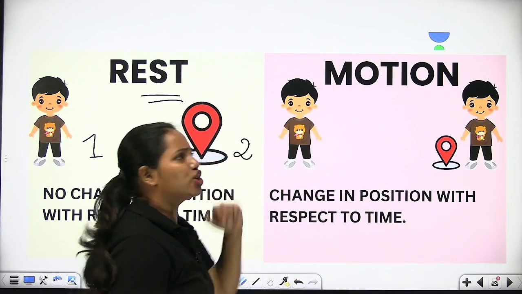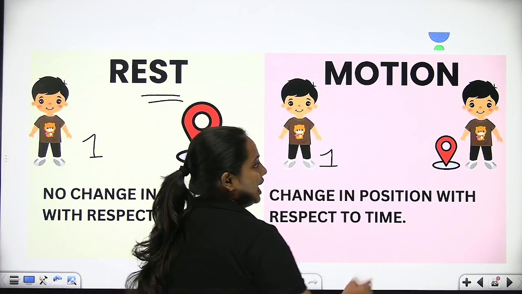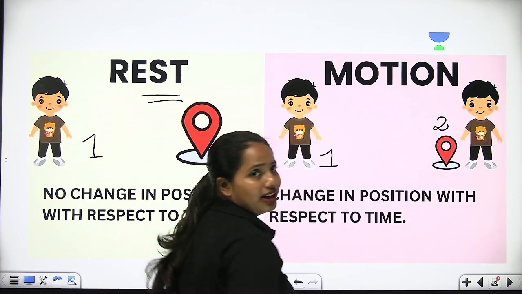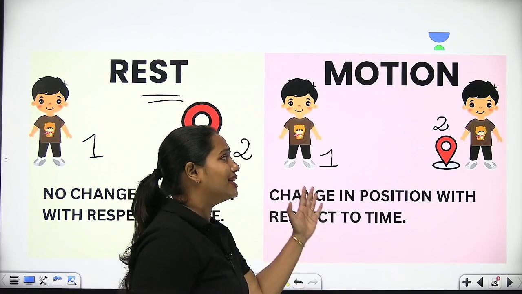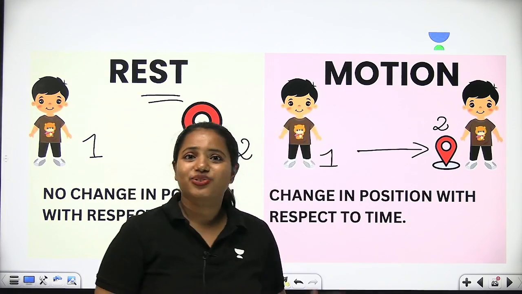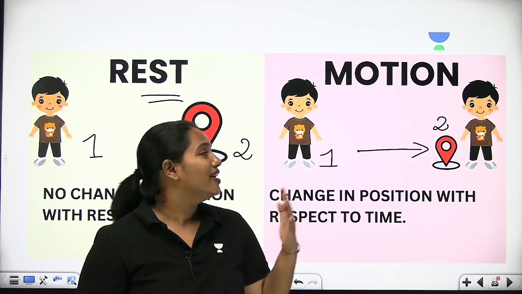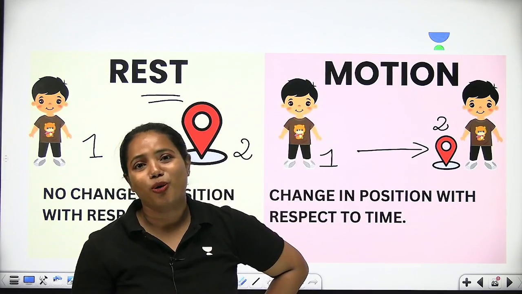And what about motion? The same example: this is his very first position and this is his second position. With the passage of time, you can see that there is a position change from 1 to 2, correct? So if there is a change in position with respect to time, then it is said to be motion.